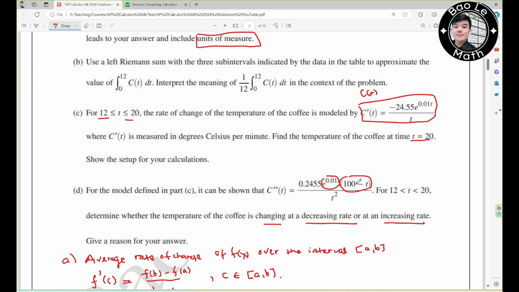You substitute over here any values between 12 and 20. This is always positive. So C double prime is always positive. C double prime positive tells us that the temperature of the coffee is changing at an increasing rate. In other words, the rate of change, C prime of T, is increasing.